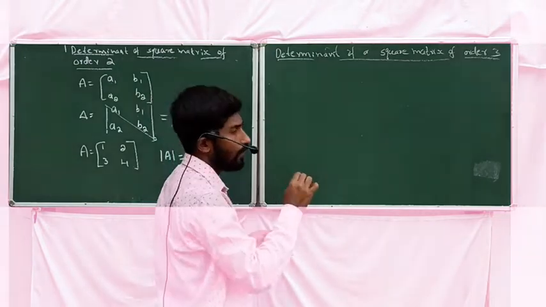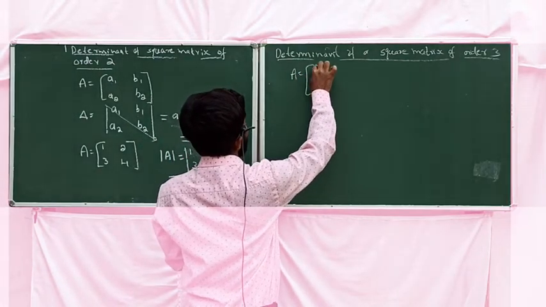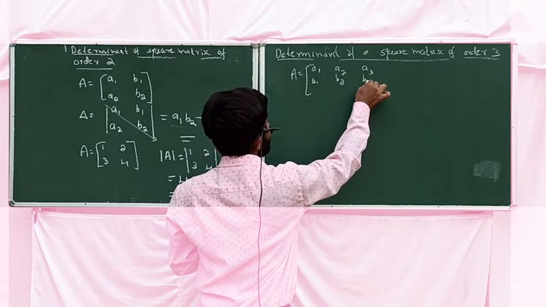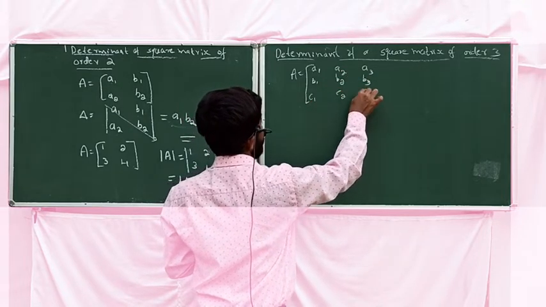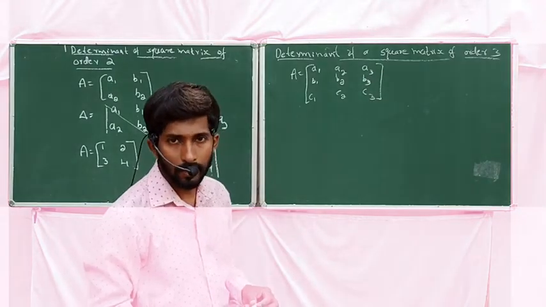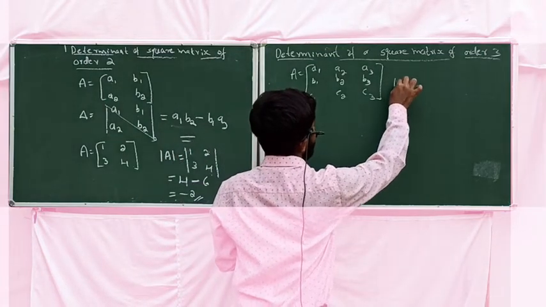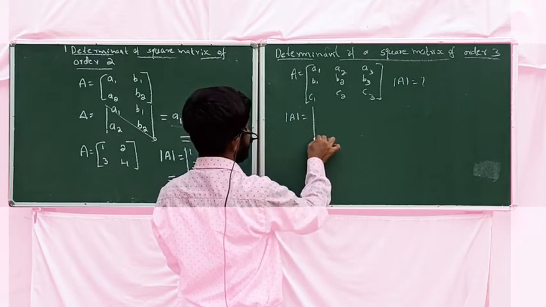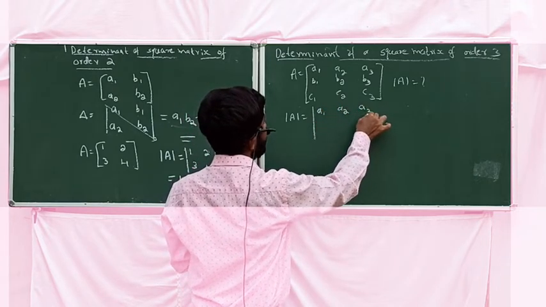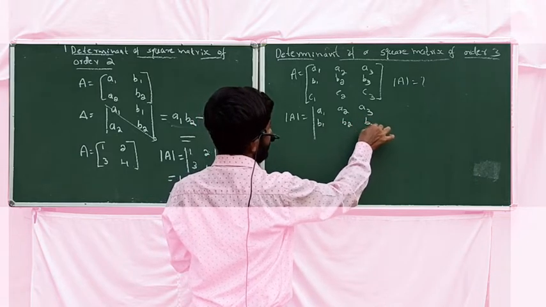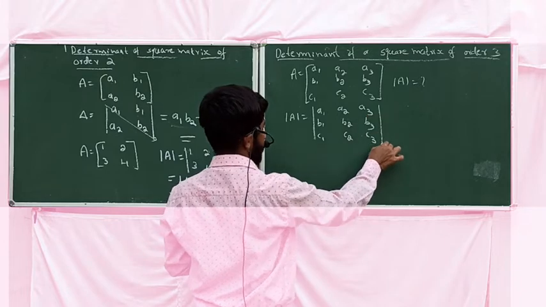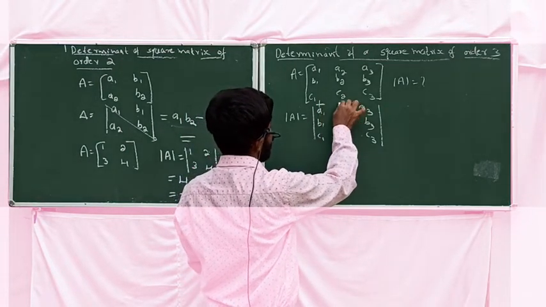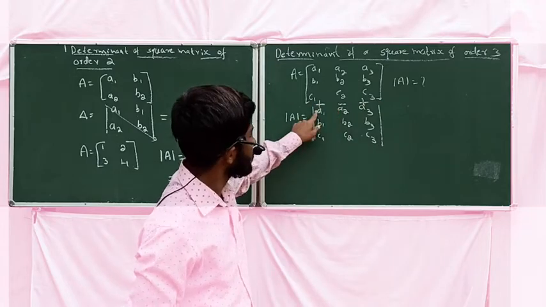First write one square matrix. A is equal to a1, a2, a3, b1, b2, b3 and third row c1, c2, c3. It's a square matrix of order 3. Then you need to calculate determinant of A. Here I will write determinant of A is equal to determinant a1, a2, a3, b1, b2, b3, c1, c2, c3. The next step, to calculate this determinant, here I will put alternate signs, plus, minus, plus.